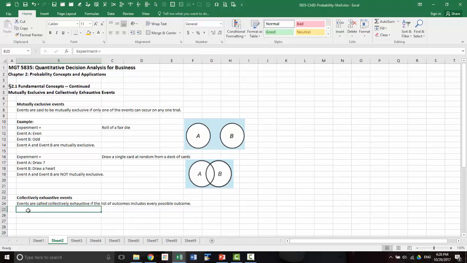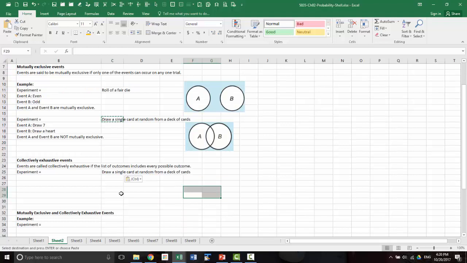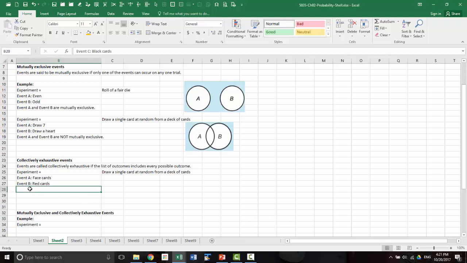Now let's look at an example. Our experiment is to draw a single card at random from a deck of cards. Let's define event A as a face card, event B as red cards, and one more event C, black cards. These 3 events collectively cover all the possible outcomes in the sample space. So A, B, and C are collectively exhaustive.